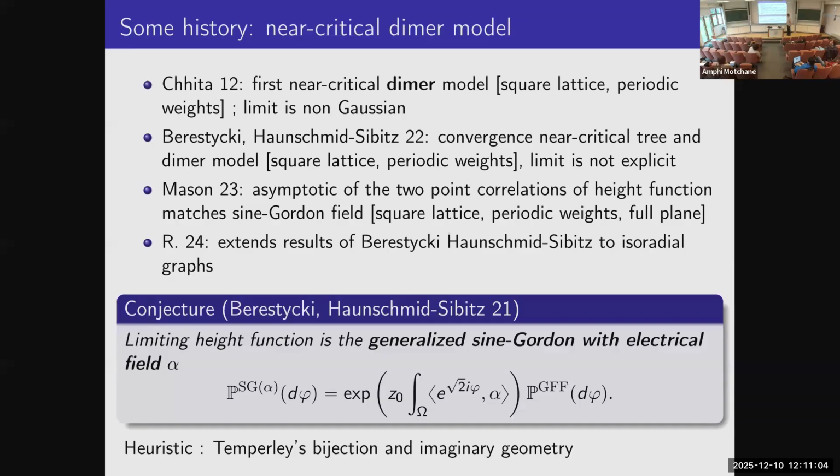And what is Z0? This is a constant which needs to be identified. In our setting we can identify the constant, but in the conjecture they didn't know what the constant would be, so they put this. Maybe this is related to some conformal field theory stuff. I don't know.